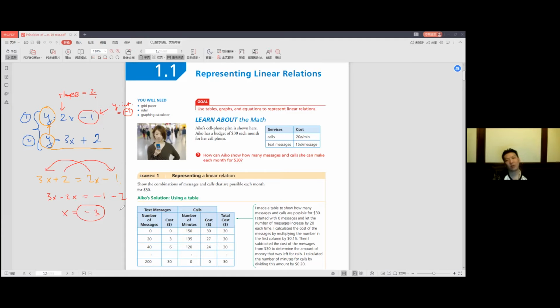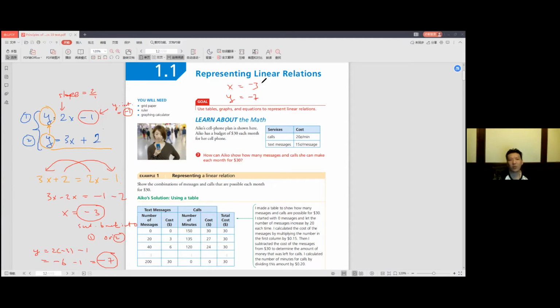Now that we have x equals -3, substitute it back into 1 or 2. It doesn't matter which one you substitute it in; you will get the same answer. So we have y is equal to 2 times -3 minus 1. So that must mean it's equal to -6 minus 1, which is -7. So my final answer is x is equal to -3, y is equal to -7.